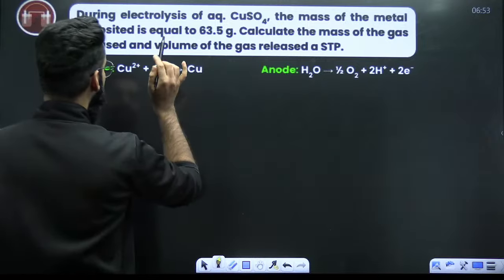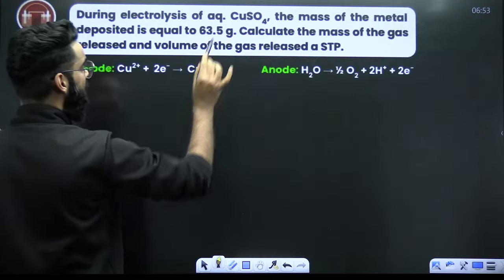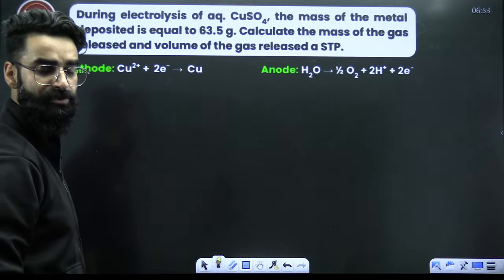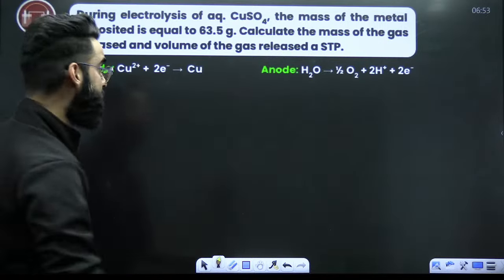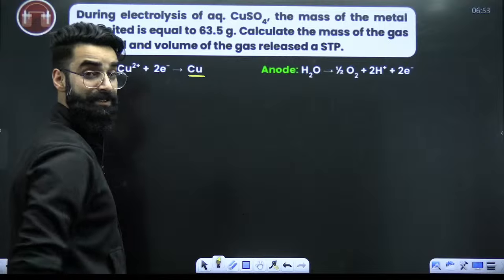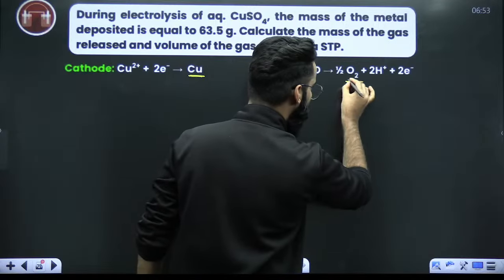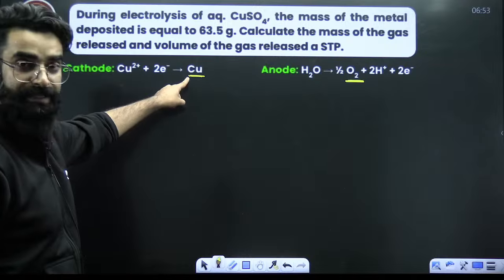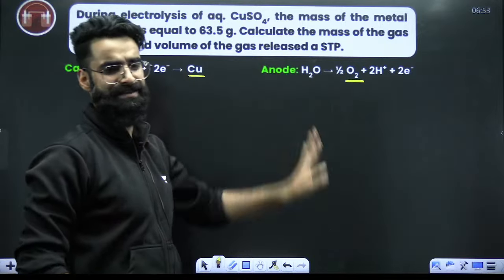See guys, as far as the question, we are doing the electrolysis of aqueous CuSO4. When we do this, at cathode copper gets deposited, and at anode, O2 gas gets liberated. This is something which we already know.